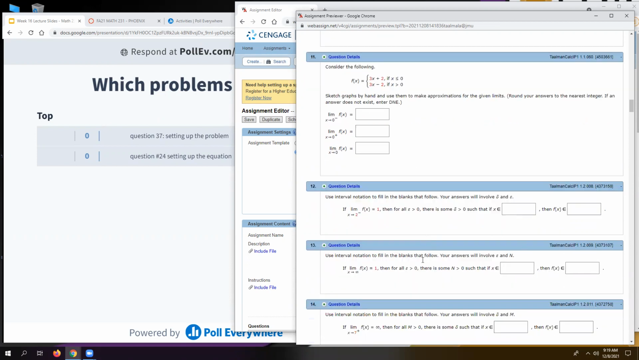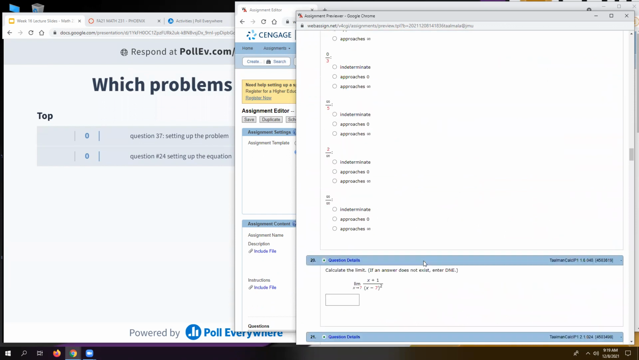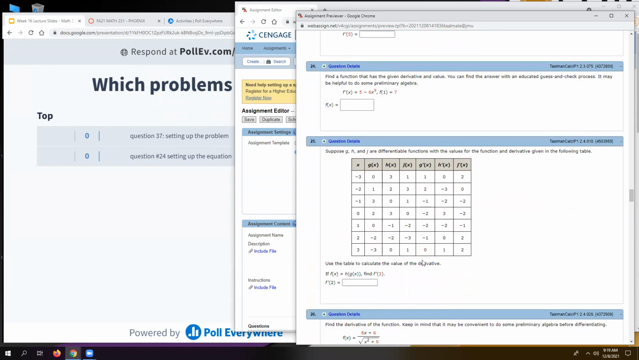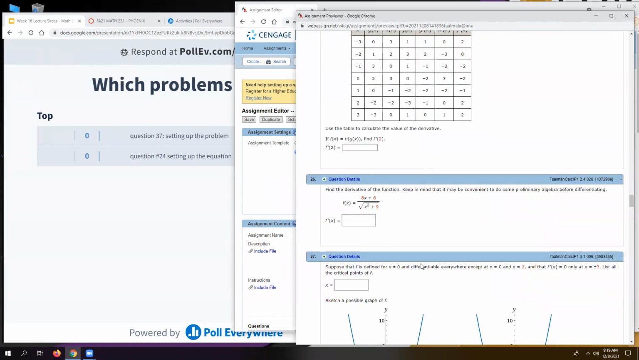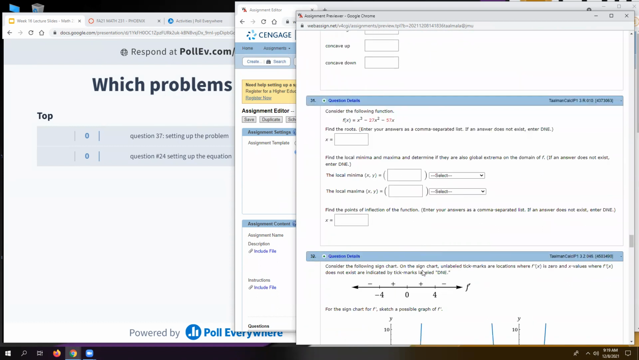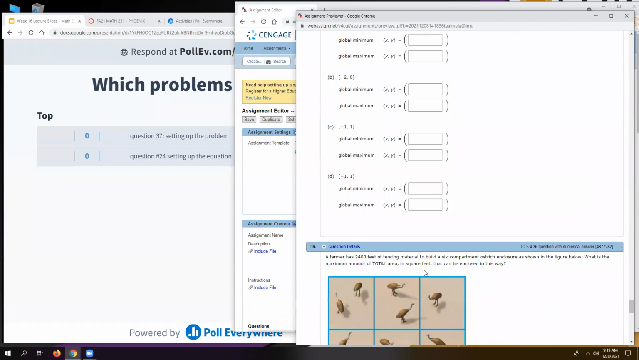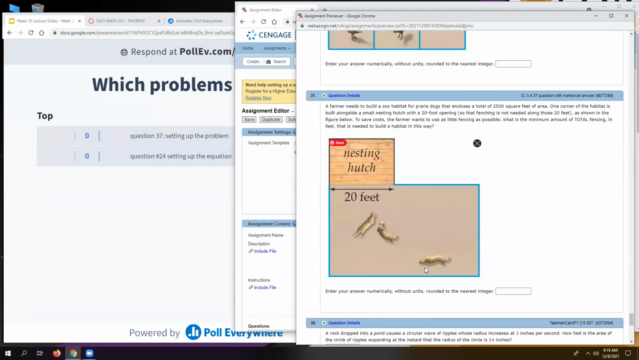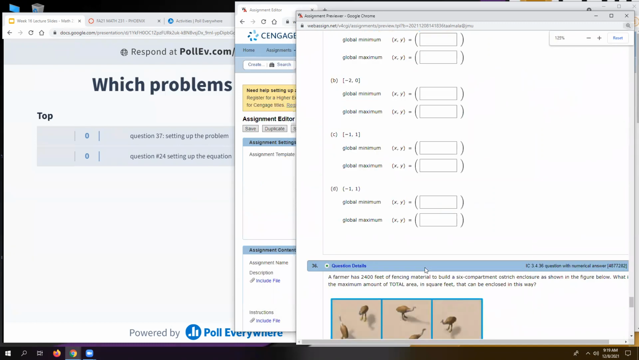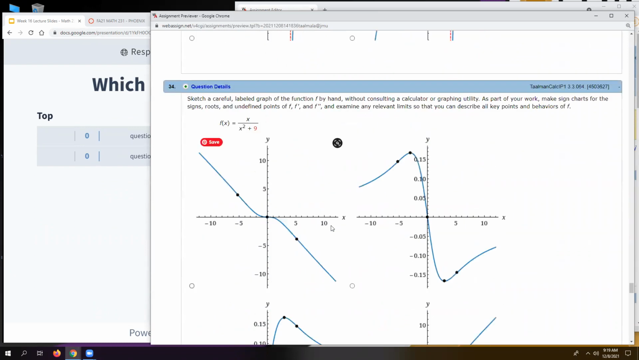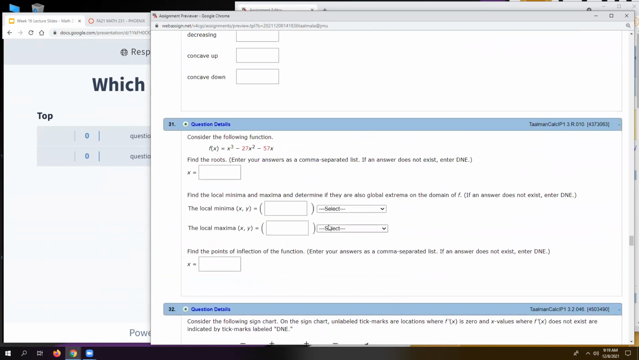Okay, so 37 and 24. Number 24, find a function. This is a good one. Finding an antiderivative comes up a lot. And then 37, let's see what that is. Oh yeah, it's the optimization. That's fine. That'll take a little bit of time. I think we'll save that for last. Let's go back to 24.